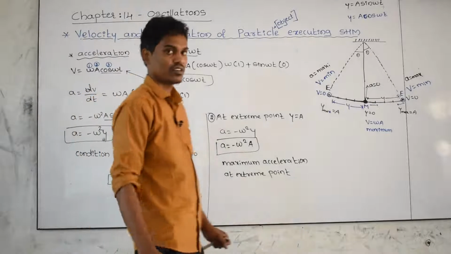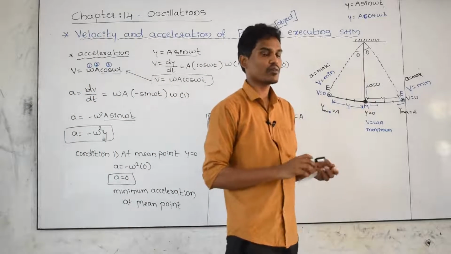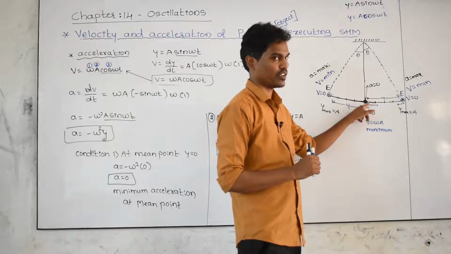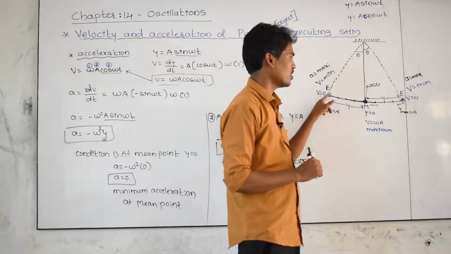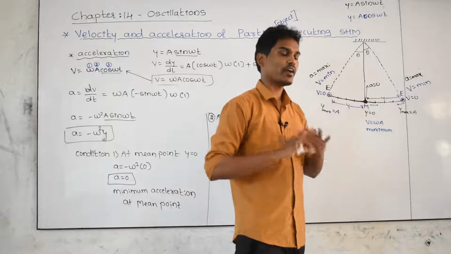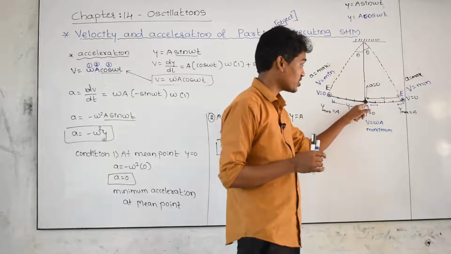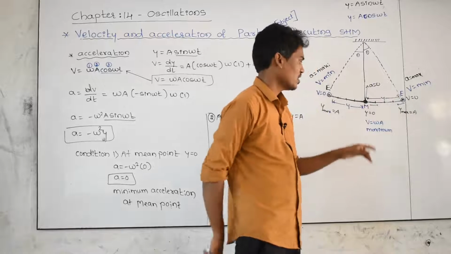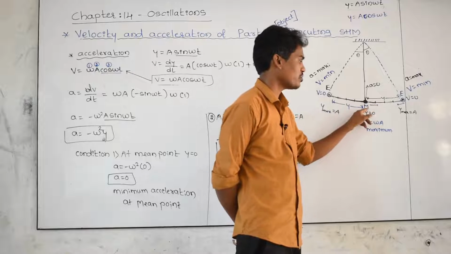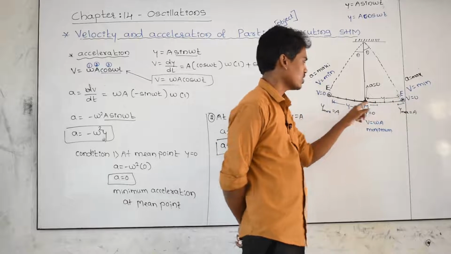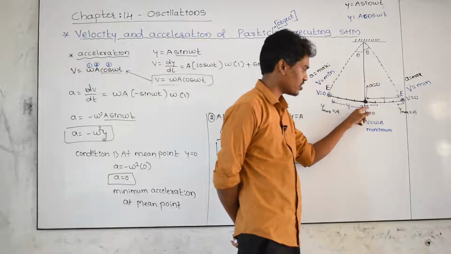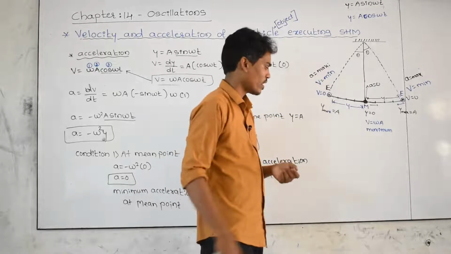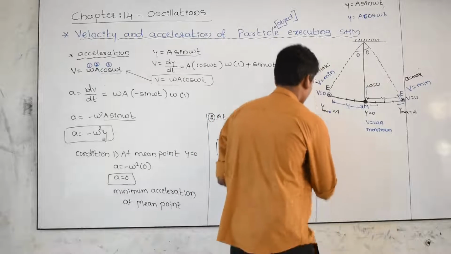And one thing, two possible questions are there. What is the velocity of the object at mean position? Velocity is maximum at the mean position, and velocity is 0 at the extreme points. Acceleration is 0 at the mean position, but acceleration is maximum at the extreme points. Here velocity 0, here velocity maximum, here velocity 0, here acceleration 0, here acceleration maximum. Vice versa condition. And what about kinetic energy and potential energy?